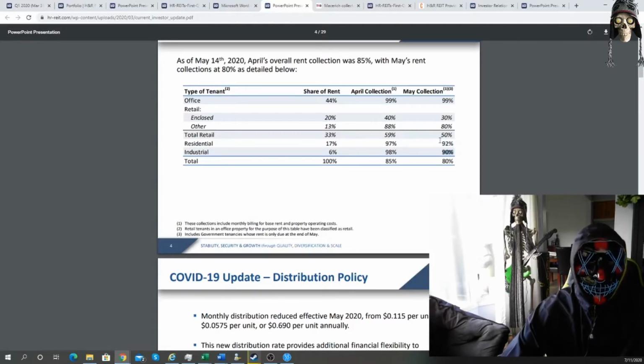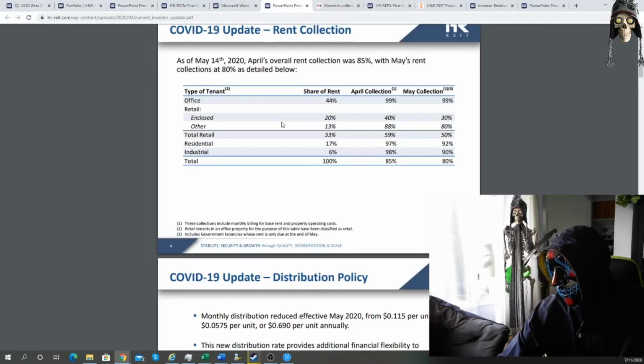So lead indicators of weakness, but still in the 90% collection rate versus retail, which is 30% for enclosed malls and 80% for other. So retail is hurting right now. And that's what I was talking about with Simon Property Group, how it's getting hit harder than other types of REITs. Like the average REIT, well, the index for REITs is down about 25% today versus, say, Simon's, which is down in the 50%. H&R REIT's down in the 50%.